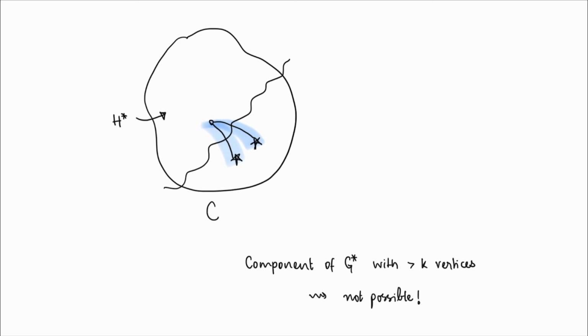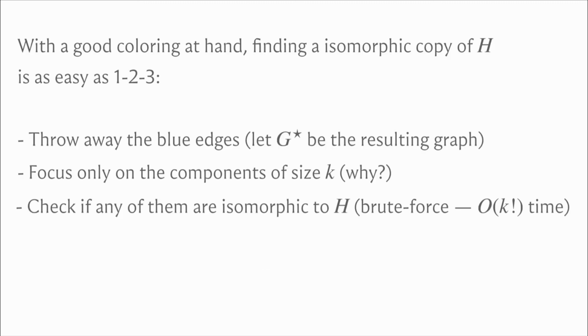So any edge that has one of its endpoints in H star and one outside must have been colored blue. But in our very first step, we have deleted all the blue edges. So these edges shouldn't have been here in the first place. That's a contradiction, and that's one way of formalizing this idea. But at this point, it should be fairly intuitive that your H star is going to be exactly one of the components once you have deleted all the blue edges.